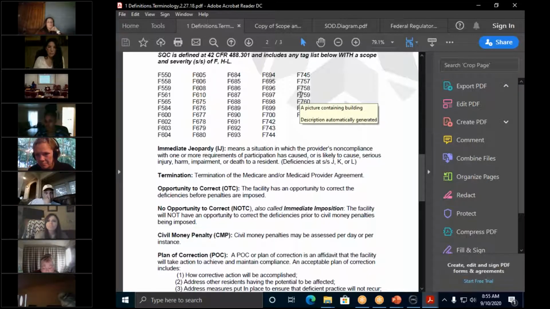So immediate jeopardy. This means a situation in which the provider is non-compliant with one or more requirements of participation and has caused or is likely to cause serious injury, harm, impairment, or death to a resident. So these are the deficiencies that are cited at that top row on the scope and severity grid at J, K, or L. J meaning it's just isolated, K a pattern, and L widespread.